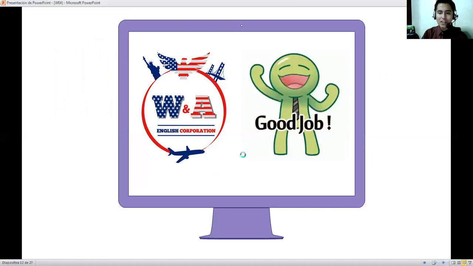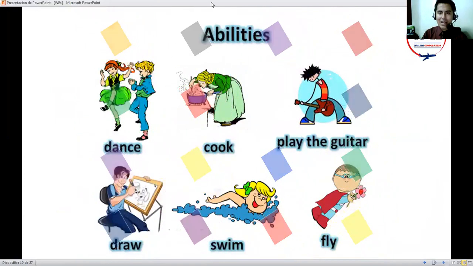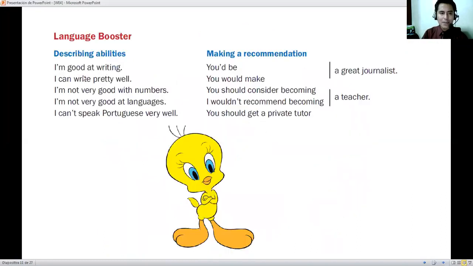But first of all, let's remember, what did we do in this part? Okay, we have learned about abilities, no? Abilities that we have in this session. For example, dance, cook, play the guitar, draw, swim, fly, and others. And we can describe the abilities that we have. For example, saying, I'm good at, I can write pretty well. I'm not very good with numbers. I'm not very good with languages. I can't speak Portuguese very well. We have positive and negative things, no? Some things that we are able to do and some activities that we are not able to do.